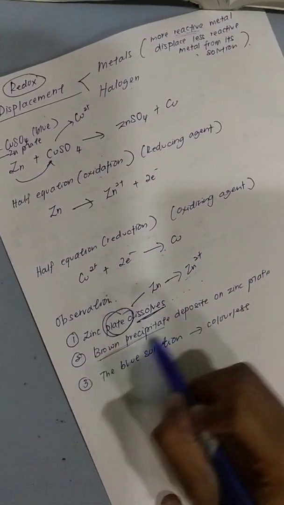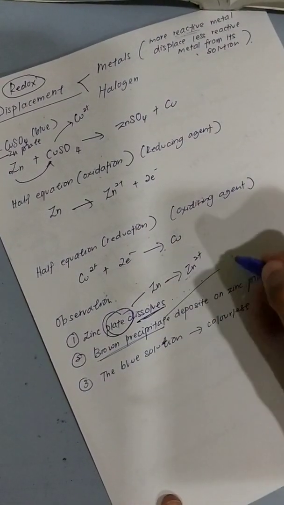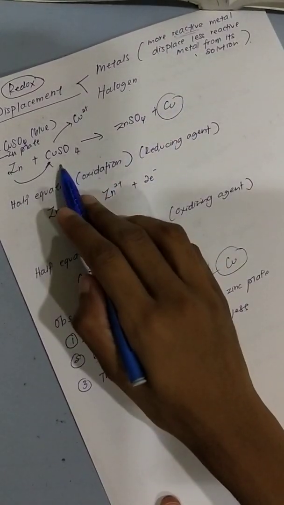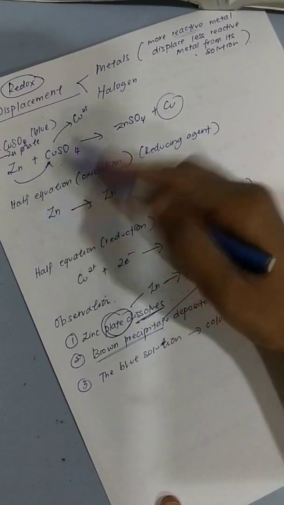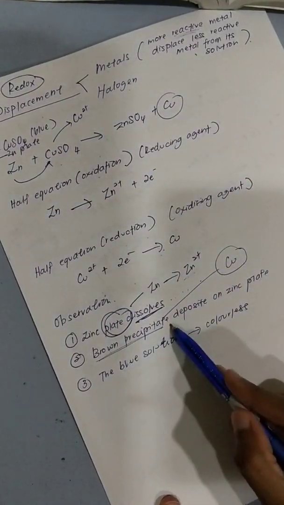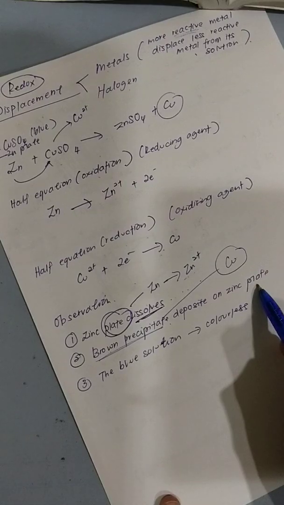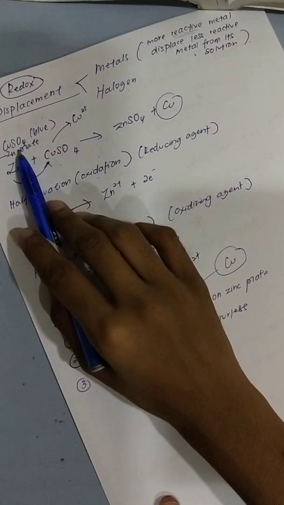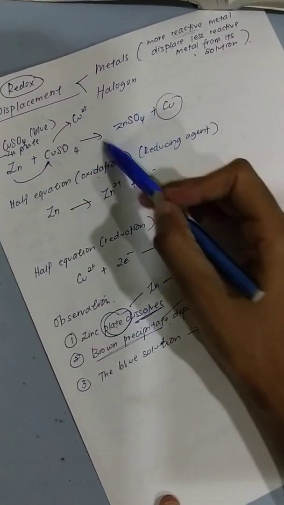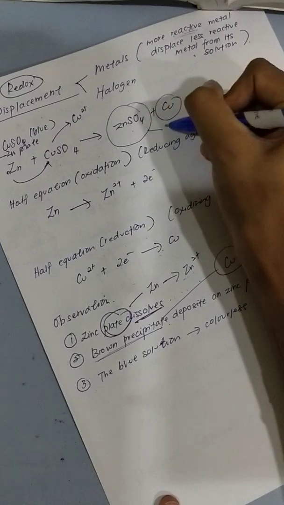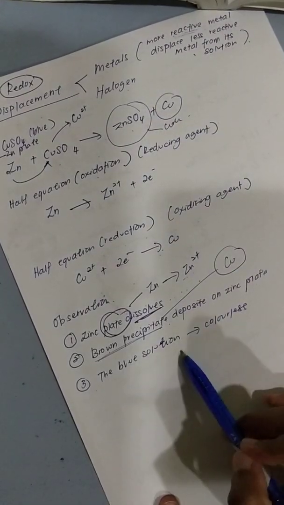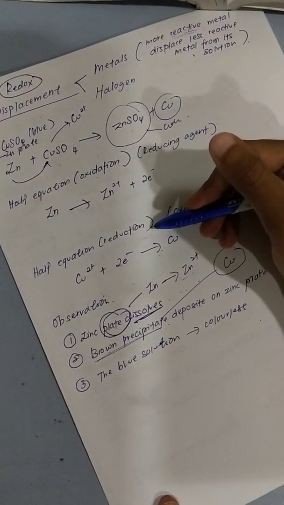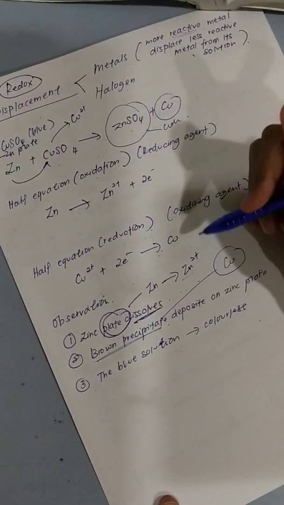The brown precipitate, which is the brown precipitate? We are referring to your copper. Remember here, copper is formed because earlier the copper was in the solution, but it got kicked, it got displaced, and now copper is formed. So the brown precipitate deposits on the zinc plate. This is another observation. Whereas your third observation is, since copper sulfate is a blue solution, but now it is zinc sulfate, which is a colorless solution. So what happened? The blue solution turns colorless. Now you notice oxidizing and reducing happen at the same time. So it's a redox reaction.